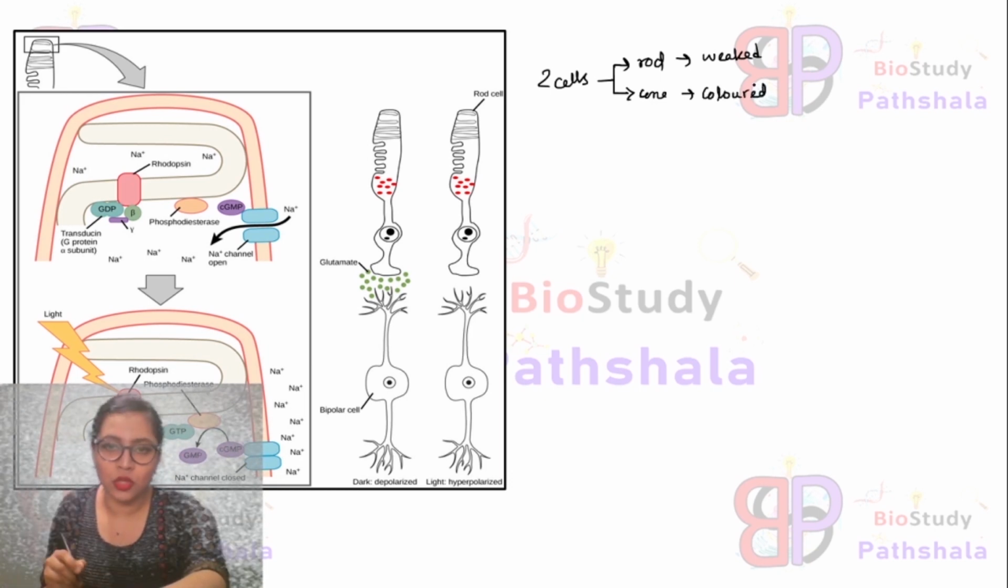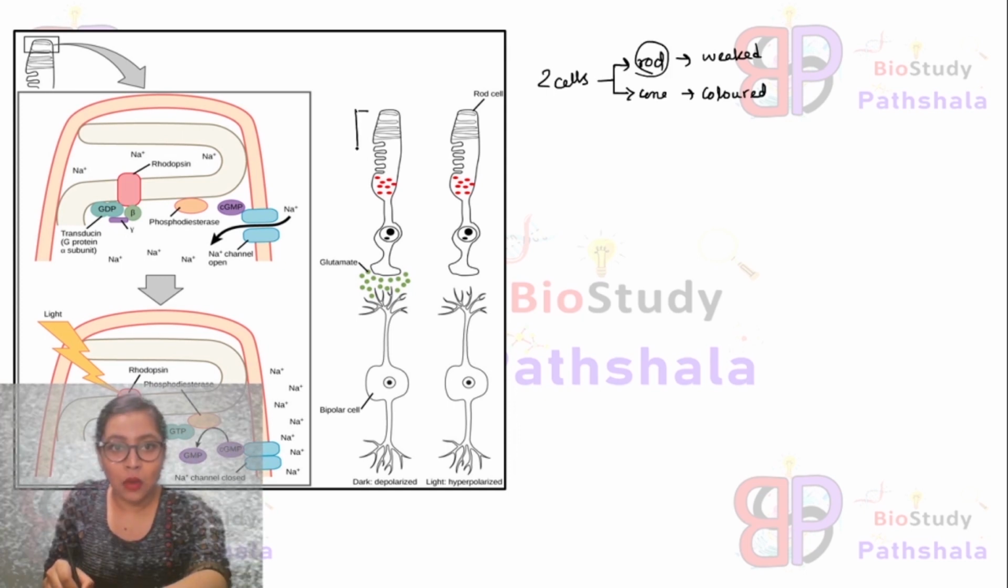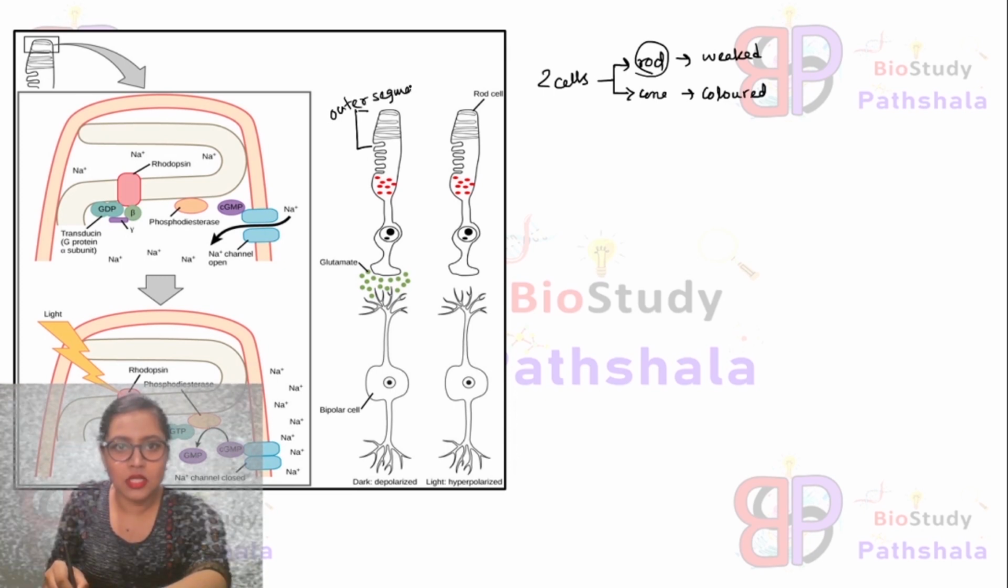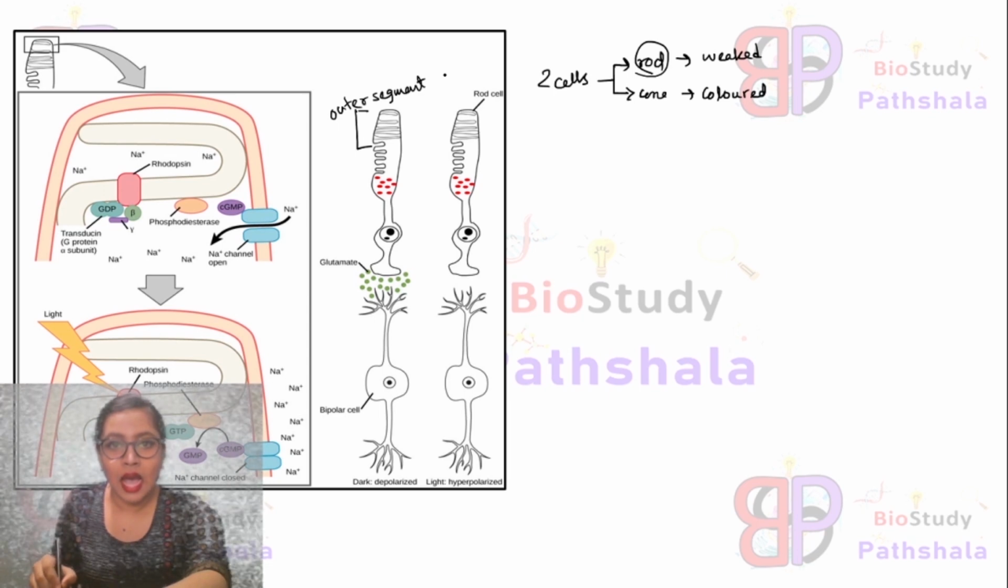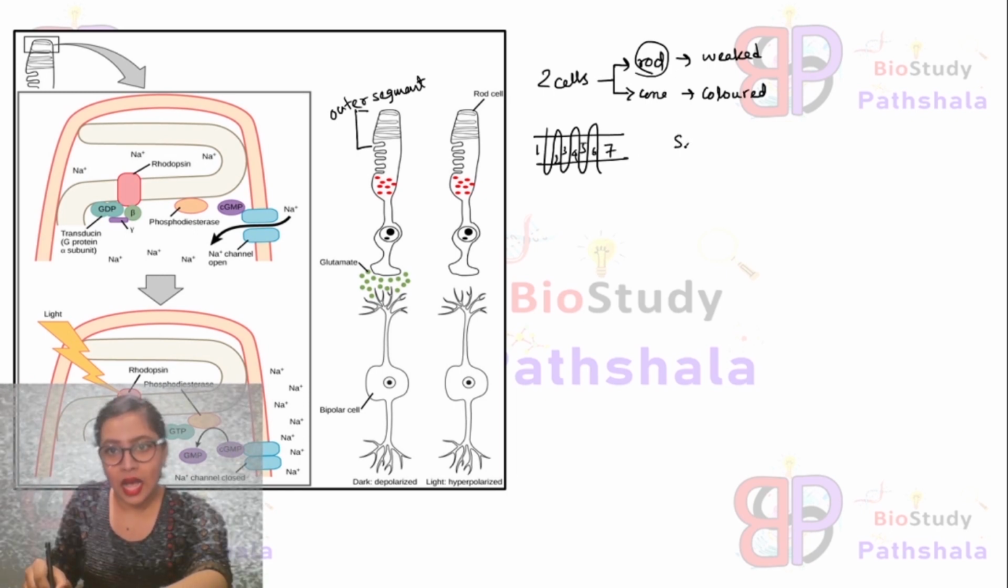And the rhodopsin protein, which is the main protein found in this pathway, is predominantly found in rod cells, specifically in the outer segment of the rod cell. This is the outer segment of the rod cell. This rhodopsin protein is a 7 transmembrane protein like a GPCR: 1, 2, 3, 4, 5, 6, 7. So it is also known as a serpentine protein.